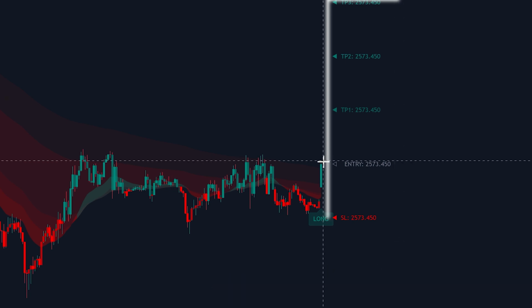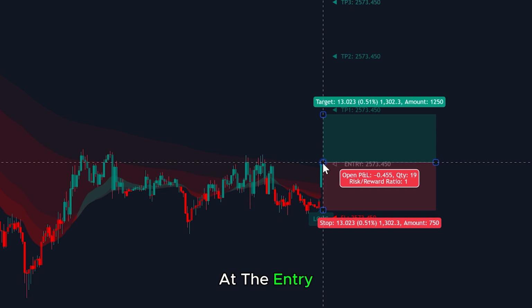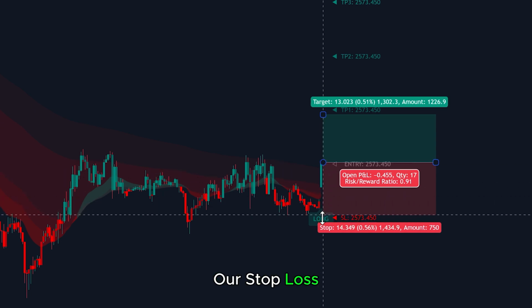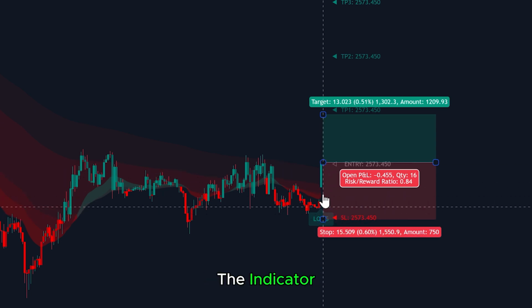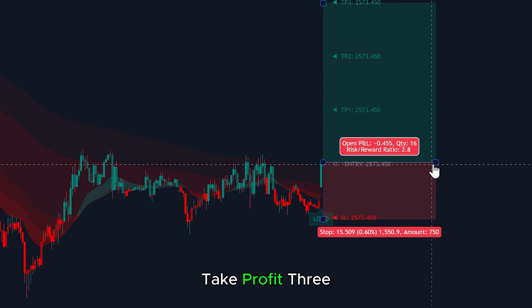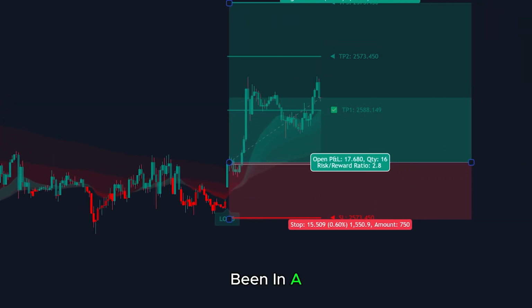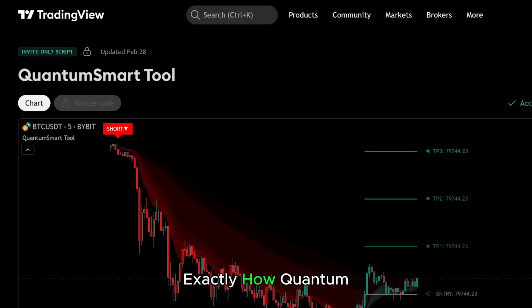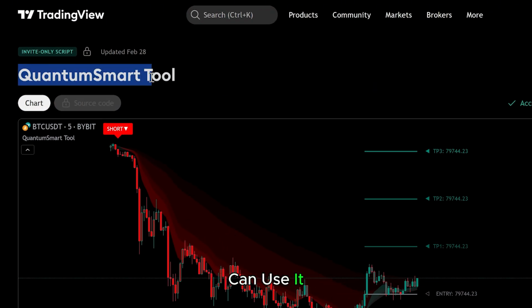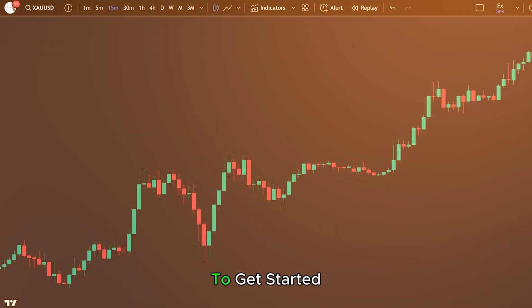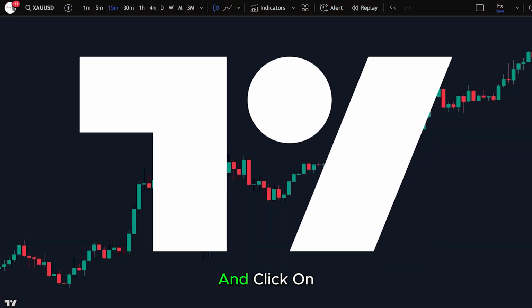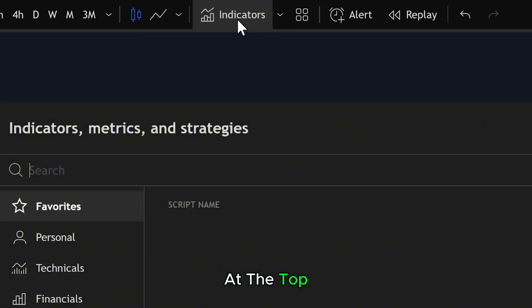automatically. If we had entered a long position at the entry price shown, placed our stop loss just at the level marked by the indicator, and aimed for take profit 3, we would have been in a profitable trade once again. In this video, I'll show you exactly how Quantum Smart tool works and how you can use it to improve your trading.